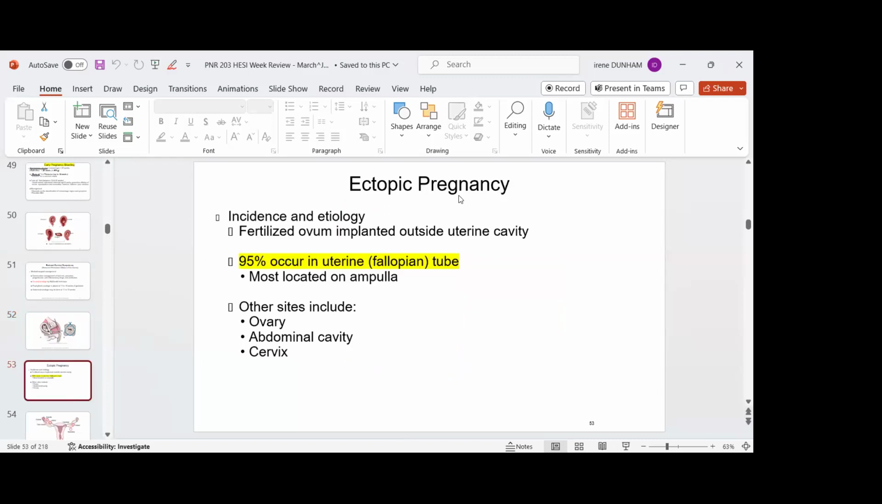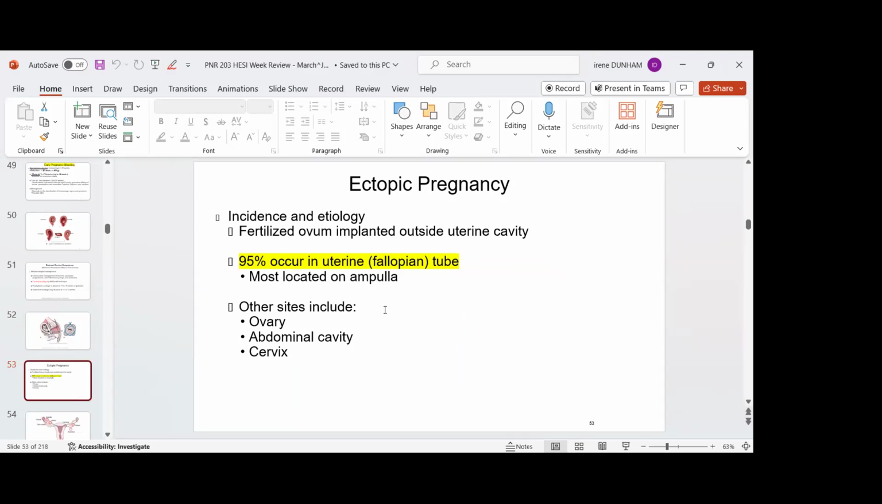It works. Okay, let's talk about ectopic pregnancy. So ectopic pregnancy, most of them, 95%, occur in the fallopian tube. It is mostly located on the ampulla, you know, when I talked about the ampulla of the fallopian tube.